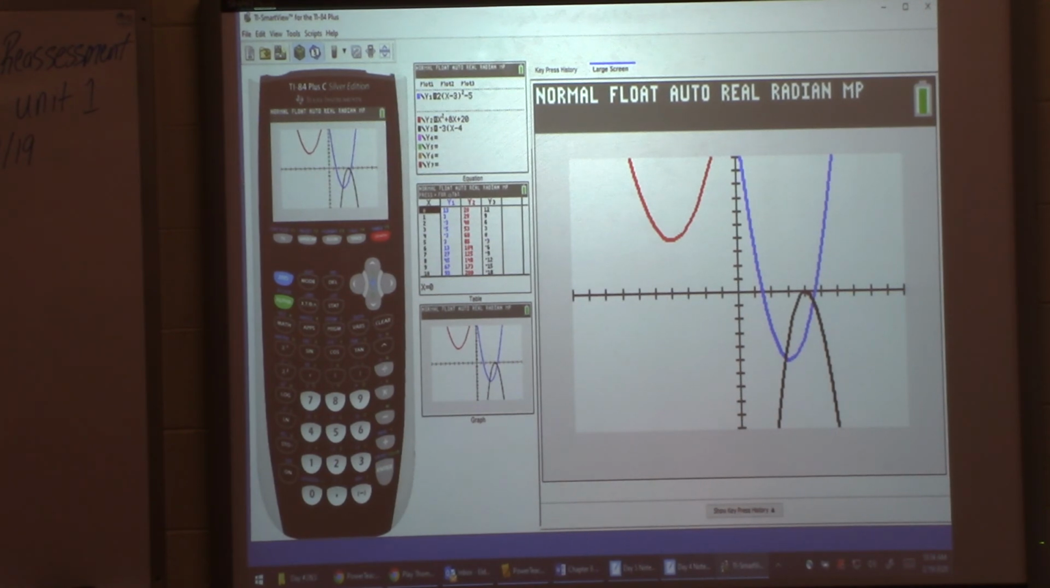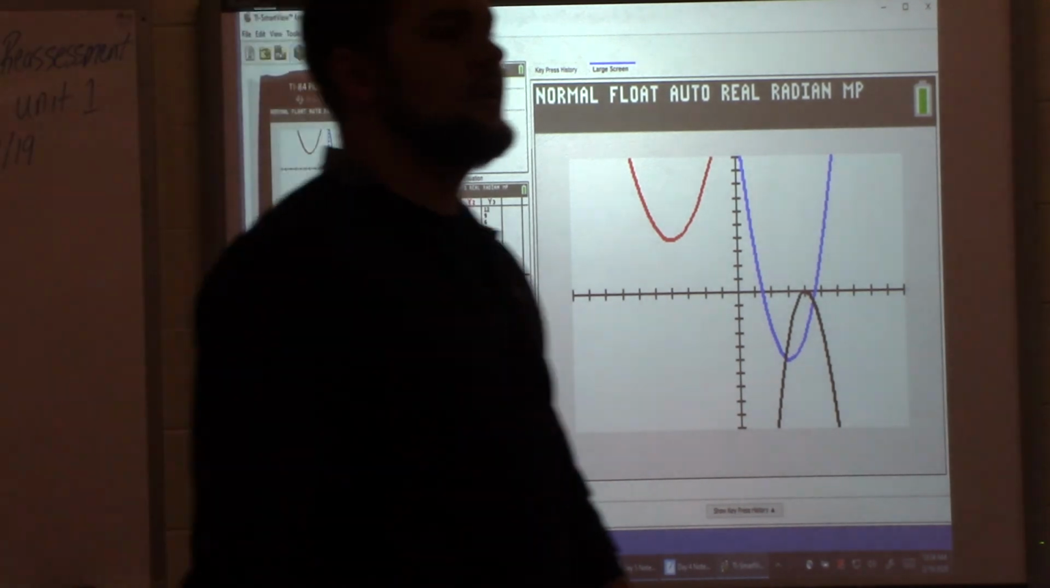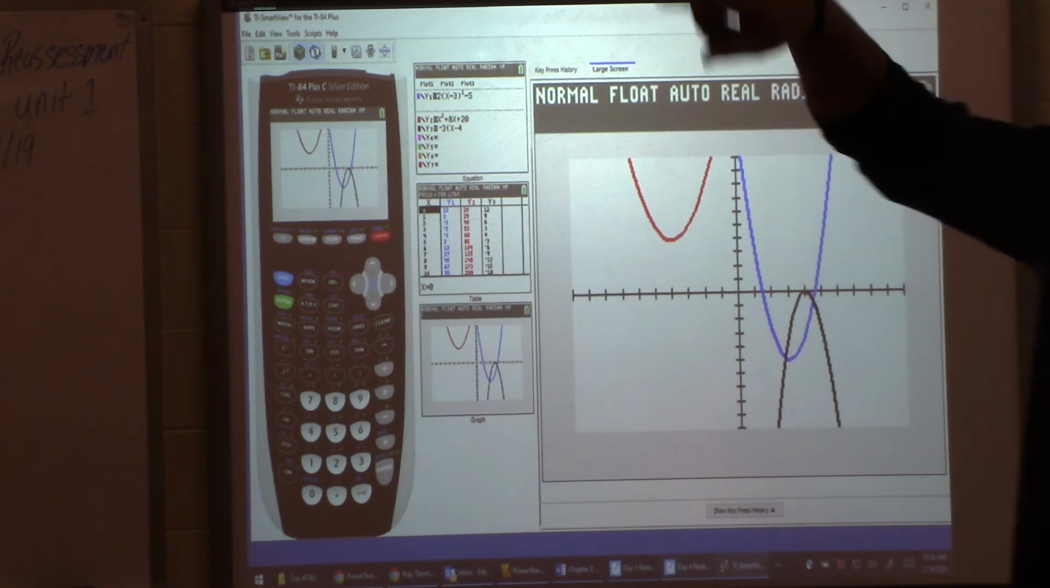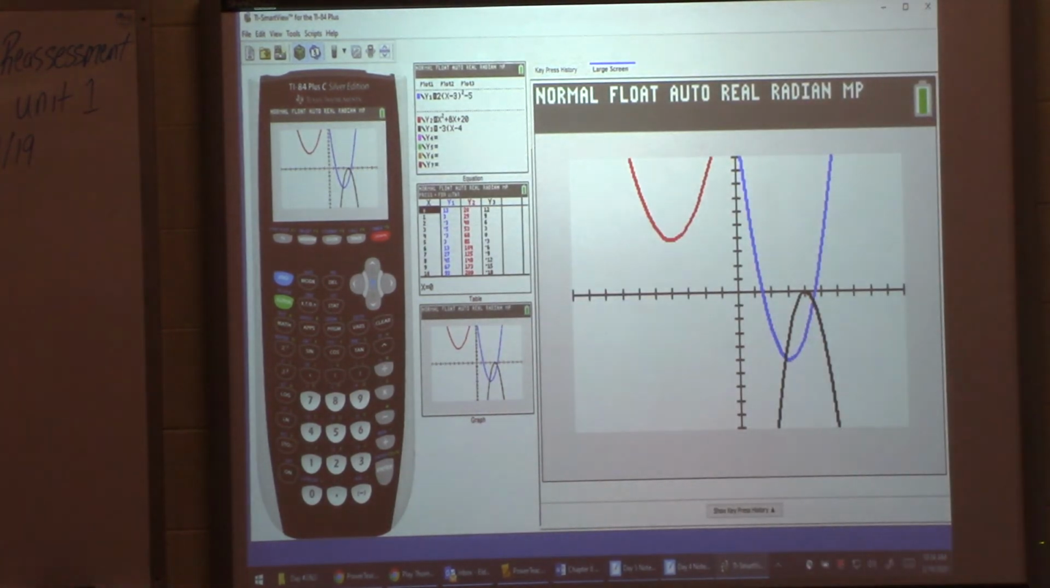Okay. Hey, so the red one was 2 complex. What's the black one? 1 real, right? It only hits it at the vertex. That's the key. It only hits it at the vertex. So last one is 1 real. Very good. All right. Any questions?